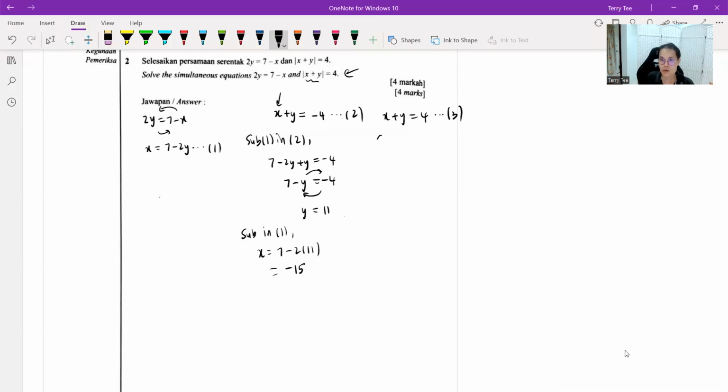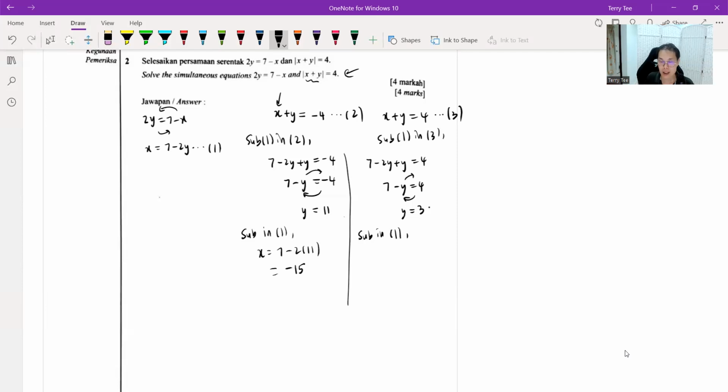Next, I also need to sub equation 1 inside equation 3 because I need to solve the second pair of equation. When I sub inside, my x is 7 minus 2y. You plus with y, the result is 4. So your 7 minus y is now 4. Bring this over. Your y is 7 minus 4. Your y is 3.